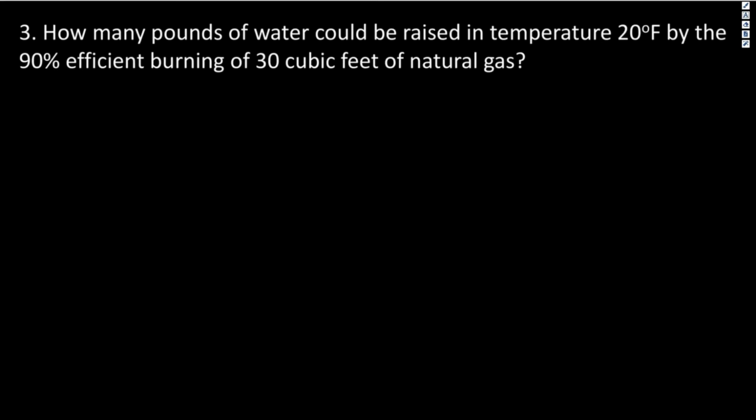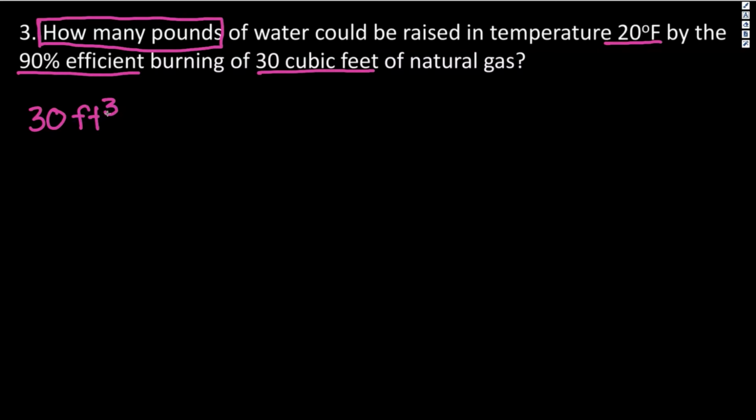So for this problem, we need to look at, it says how many pounds of water could be raised in temperature 20 degrees Fahrenheit by a 90% efficient burning of 30 cubic feet of natural gas. So that's a lot of stuff we got going on here. The first thing we want is, let's put this box around the thing that we want. We want how many pounds, and then they're giving us 20 degrees Fahrenheit, 90% efficient, and 30 cubic feet. So what we're starting with is that 30 cubic feet. Let's go ahead and put that.